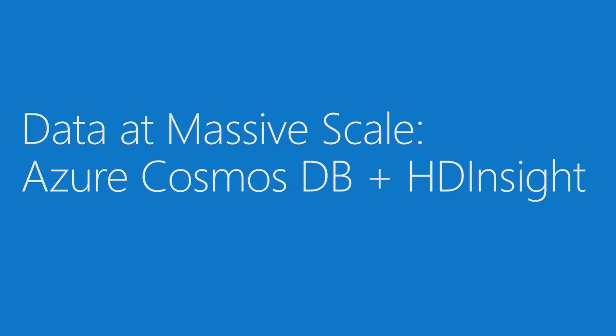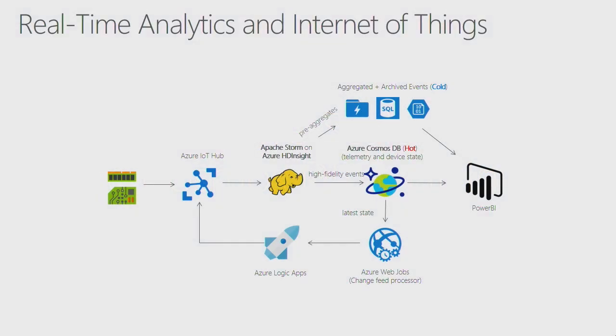So let's take a quick look at how you can use Azure Cosmos DB and HDInsight together. One of the most common scenarios that we see is performing real-time analytics, especially when you're talking about IoT. Typically, from a business standpoint, you have lots and lots of IoT devices, and each of these is constantly emitting telemetry. As a result, the number of writes per second, the events per second coming in, is very, very high.